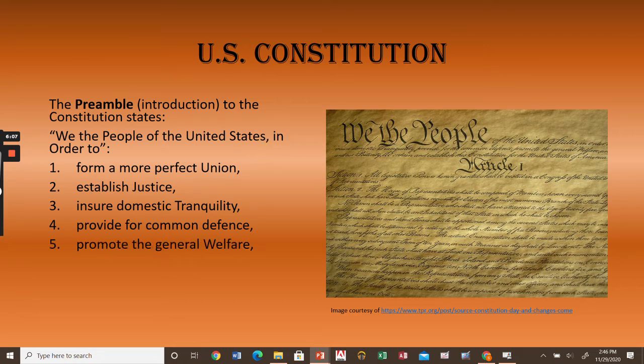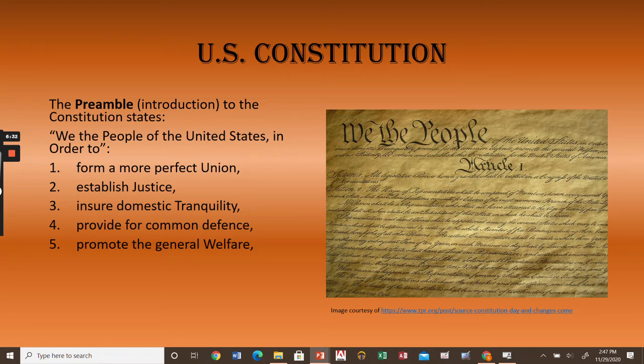Five, promote the general welfare. And welfare is just sort of like a people's well-being. All right, and so generally they're talking about, again, throughout the country, and so they're just trying to promote as much well-being throughout the country as possible. Again, they're not promising it. They're just going to promote it.